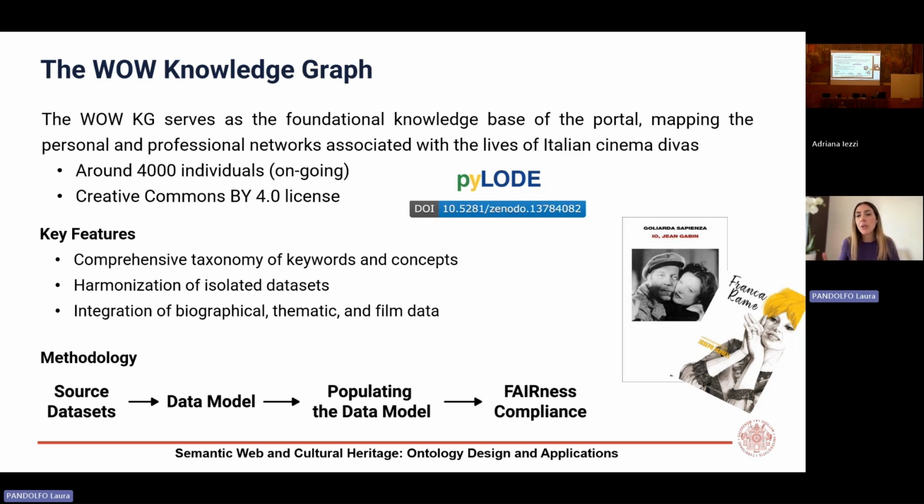In the first phase, we collect all the data sources from autobiographies and also some external sources like DBpedia and Wikidata. In the second phase, we focus on the design of the data model able to represent the requested data. In the third phase, we populate the data model with the actual facts. And then finally, we evaluate the fairness and the compliance of the dataset.